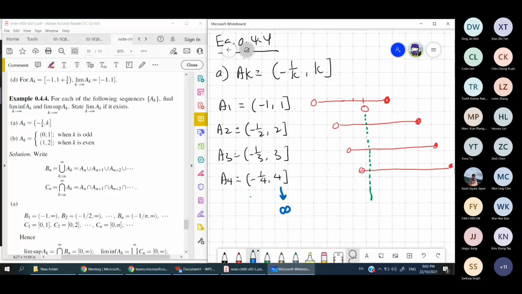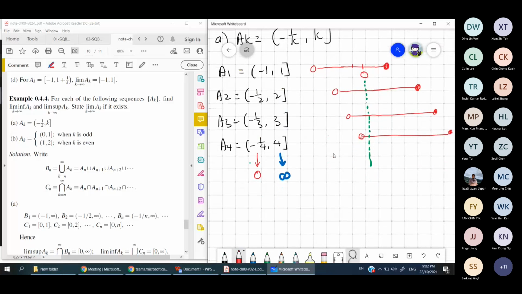How about the left-hand side? -1, -1/2, -1/3, -1/4. Look at the limit when k goes to infinity, this would reach 0. So this part will go to 0. Okay, at least you have some idea for it.